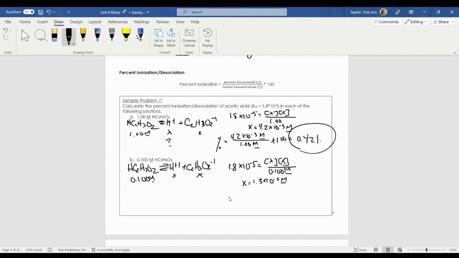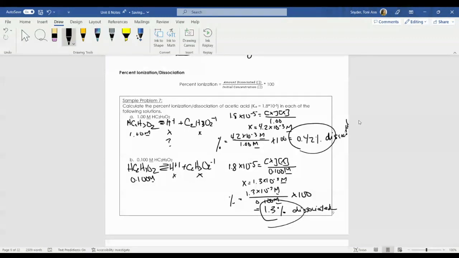So now if I want to know my percent dissociation here, I'm going to take my 1.3 times 10 to the negative third molar. That's the concentration that has dissociated. And I'm going to divide that by my initial concentration. And I find that 1.3% of the acetic acid in this example dissociated, and in this example with the higher concentration solution, only 0.42% dissociated. So in this case, you could see that the solution that is lower in concentration actually dissociated more.